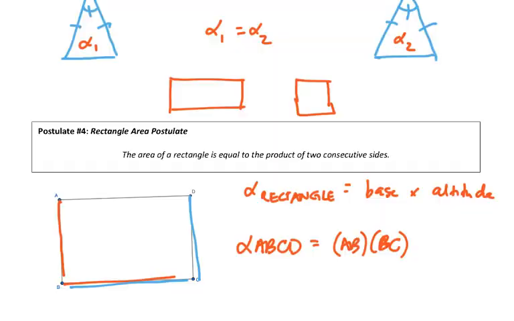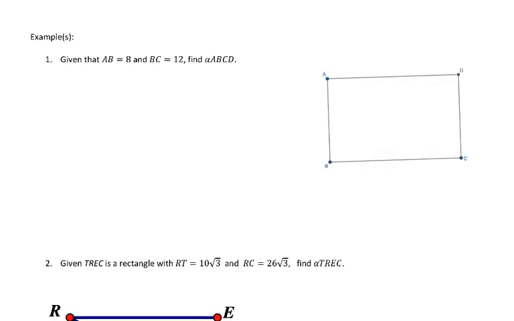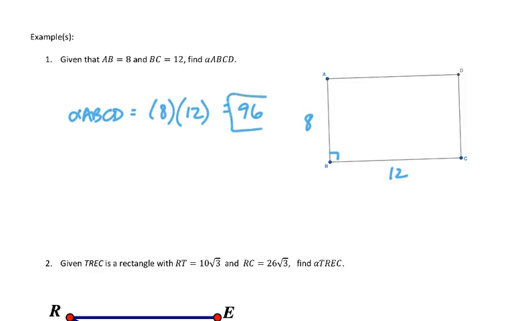Where might we use this? Well, let's do some examples. Number one, given that AB is 8 and BC is 12, find the area of rectangle ABCD. Since it is a rectangle, I can state that the area is given by 8 times 12, because those are consecutive sides, which is 96. And unless I give you a particular unit, you're not expected to put a unit there. This is supposed to be a rectangle, even though I didn't state it.